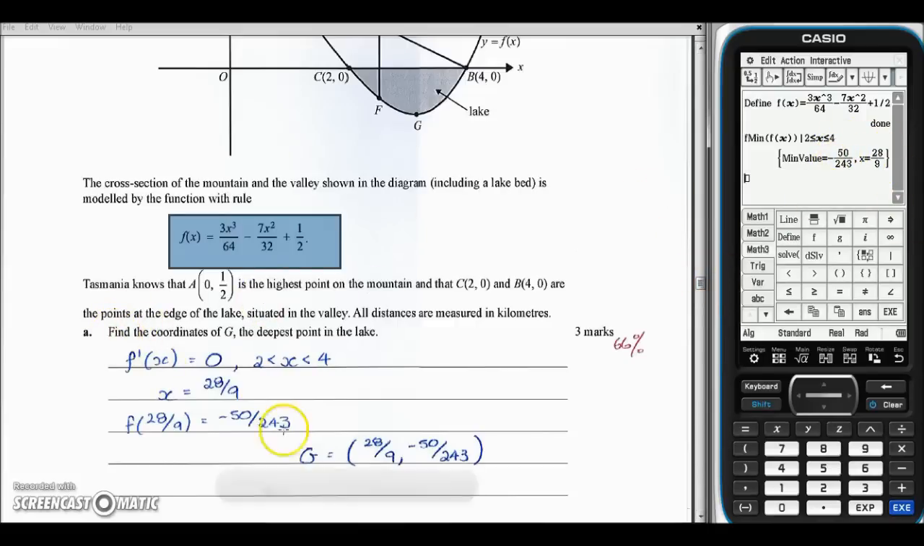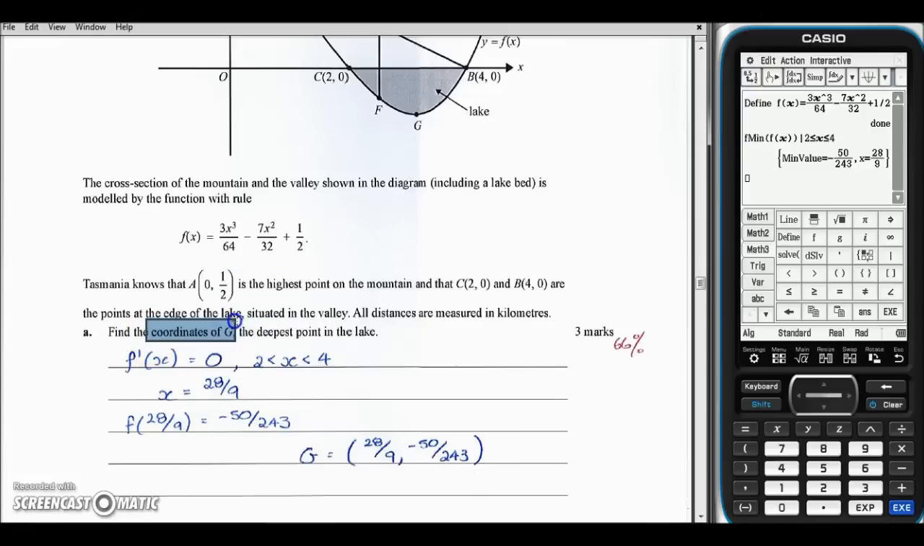So a couple of things to be careful of here. First of all, with your working, you can't just write f min or something like that. You need to do a bit more working. So I've actually written that to find the deepest point in the lake, I'd need to differentiate the function, set it equal to 0, and find x between 2 and 4, and then sub 28 on 9 in. So I've written that that's how you do it, but I haven't actually done any of that. I've just used f min on the calculator to save me some time. The other thing to be careful of is that you do answer the question and actually write the coordinates of G rather than just the x coordinate.